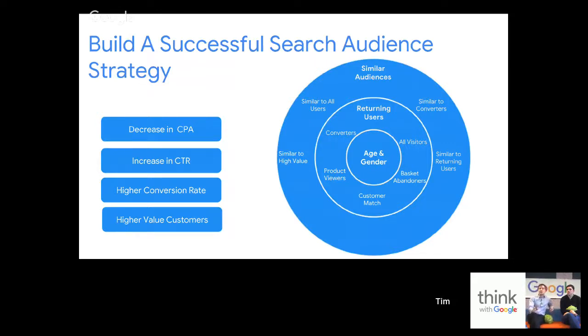So that's the second part of the circle. Then the final one to expand is your similar audiences. So this is your prospecting tool. This is going after extra reach, more search traffic with a higher intent to purchase. Some ways we can use this. So similar to converters, again, is a no-brainer. If we have it and it's working within the account, make sure that's applied to all campaigns.